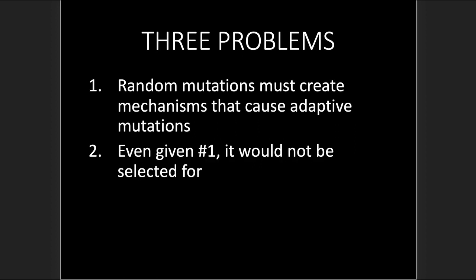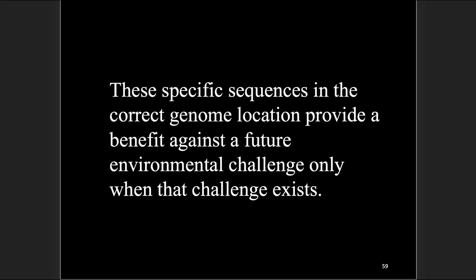The second problem is, even if that number 1 could happen somehow, even if random mutations were to somehow create these mechanisms, it would not be selected for. They would not be selected for. Because these specific sequences in the correct genome location provide a benefit against a future environmental challenge only when that challenge exists. So if somehow random mutations were to luck out and create this correct sequence in the correct place, it would be of no benefit until that particular environmental challenge arose. And so it wouldn't be selected for. It would not persist. Mutations would degrade it immediately.